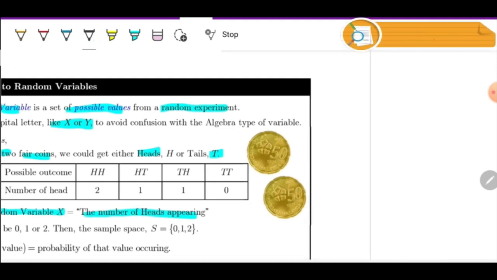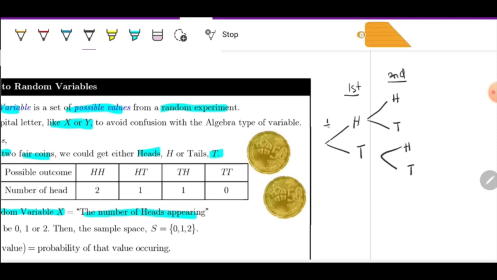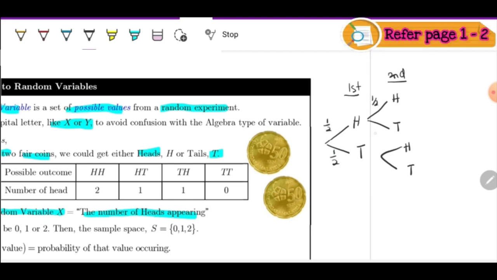So, we can use a tree diagram to list the outcomes. For the first toss, we can get either head or tail. Same goes for the second toss. The probability of getting head is 1/2, tail also 1/2. Don't forget to write the probability on each branch.